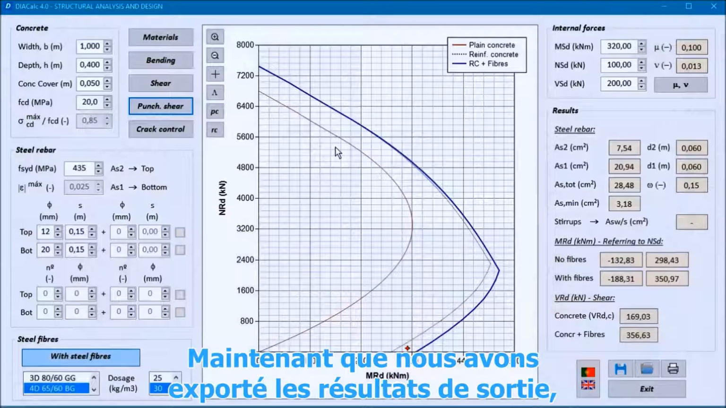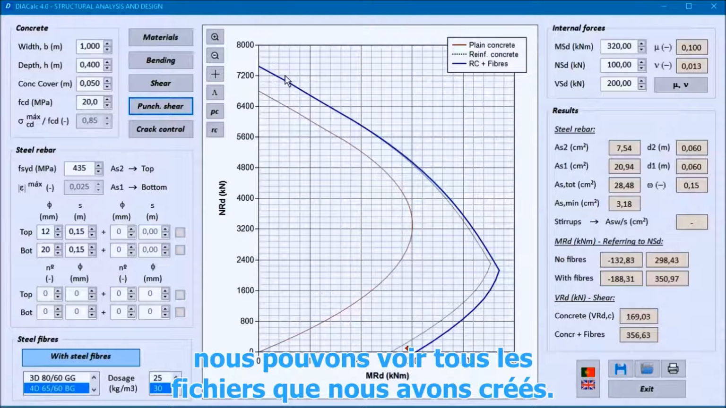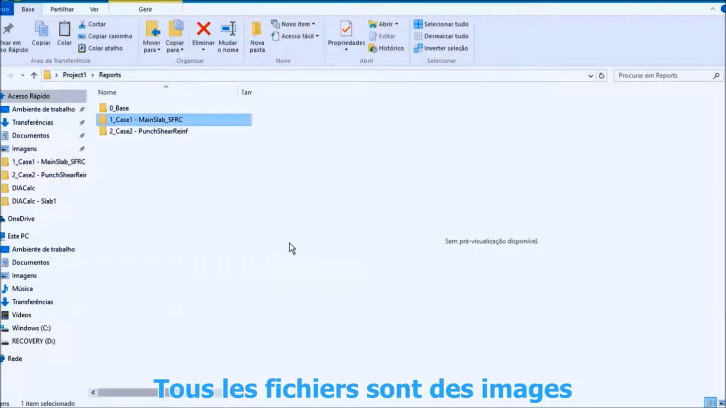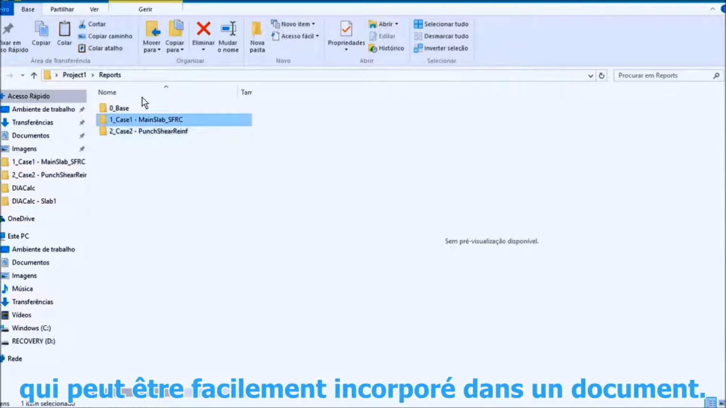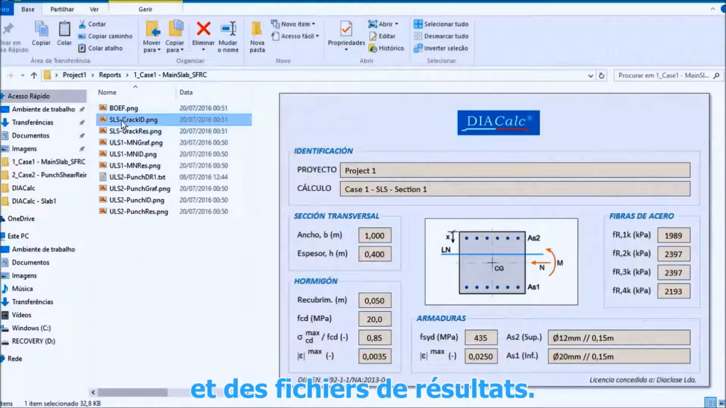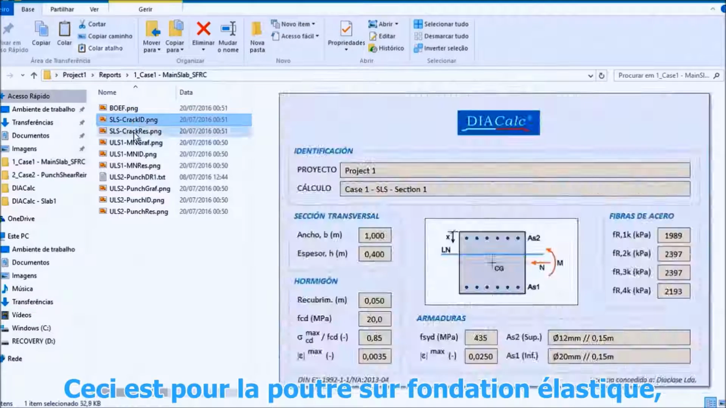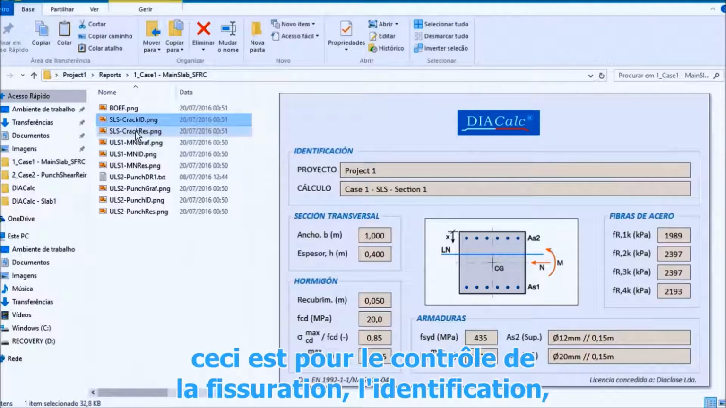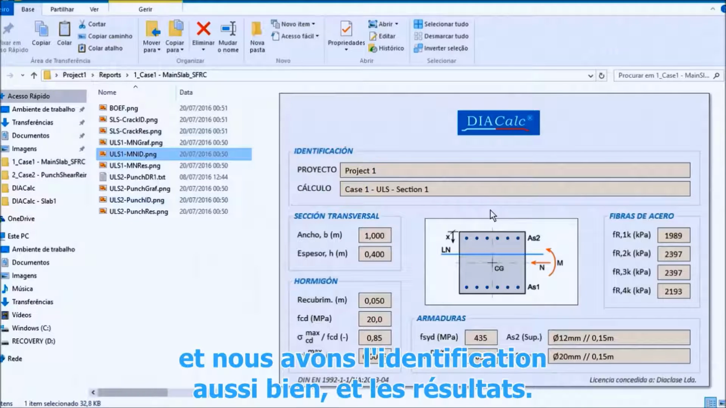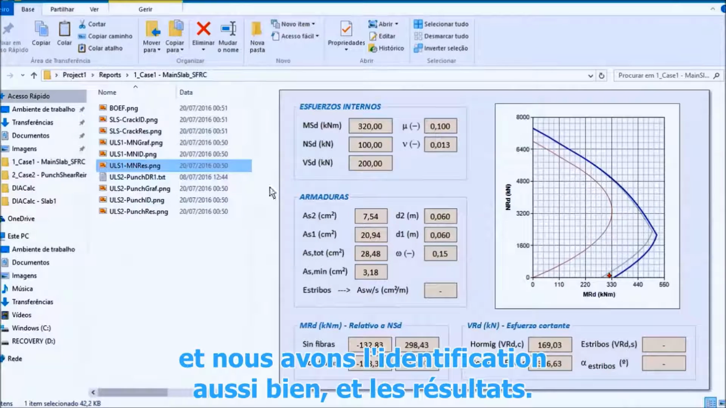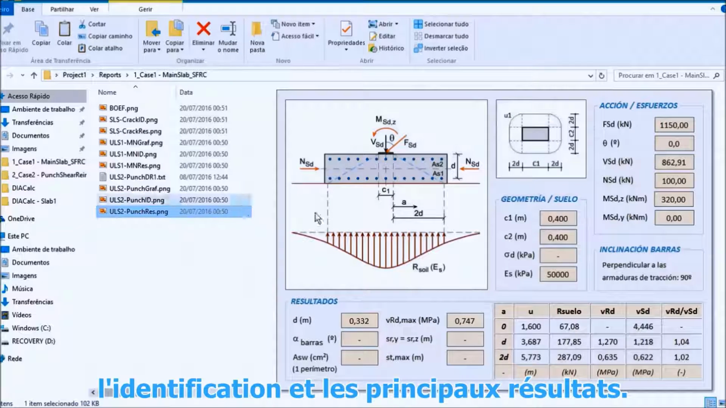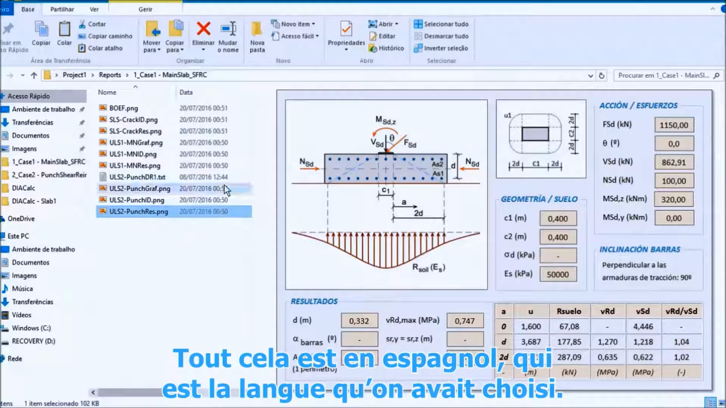Now that we have exported the output results, we can see all the files that we have created. All the files are images that can be easily incorporated in any document. We have identification files and results files. This is for the beam on elastic foundation. This is for the crack control, the identification and the results. This is for bending. We have the graph and we have the identification as well and the results. So the punching shear, the graphic, the identification, and the main results. All this is in Spanish, which is the language that we have chosen.